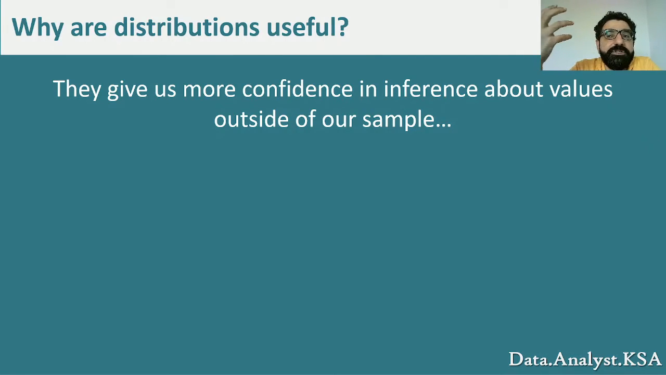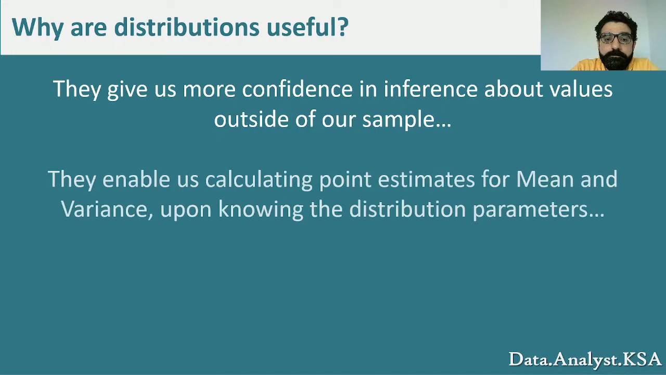So once I have a distributional form that is inferred from my sample, I can apply this distributional form on the population at large and have more confidence in making any inference about the mean, about the variance, about the predictions I will be making in my population. So they also enable us to calculate point estimates. For example, when we saw this distribution, we could have said that the actual mean as a point estimate is around 76 or 77, and the variance, for example, upon knowing the distribution parameters.